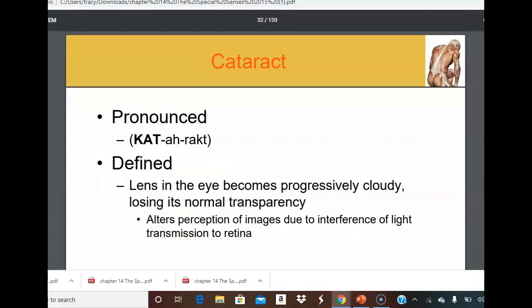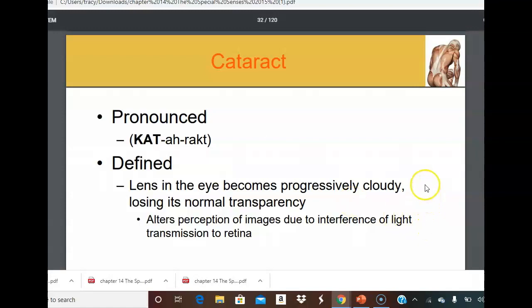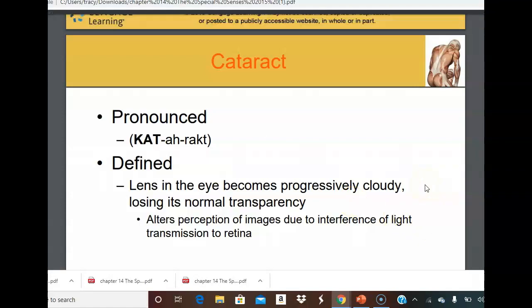Now, cataract is a specific disease process. It's actually been around for quite a while. And this is where the lens becomes opacified. The lens that we talked about, that oval-shaped egg-looking structure that either contracts or relaxes to aid in accommodation, becomes progressively cloudy, losing what's normally transparent.